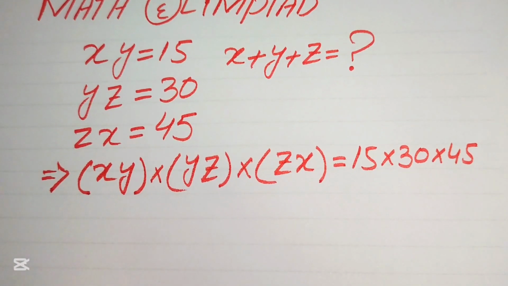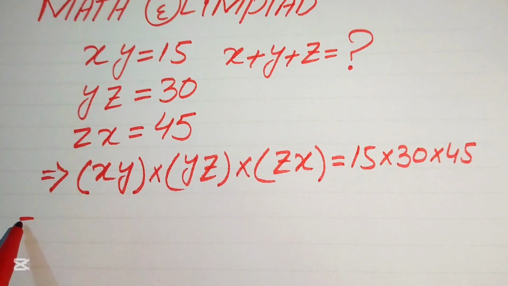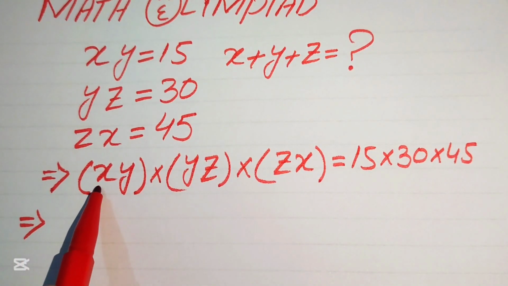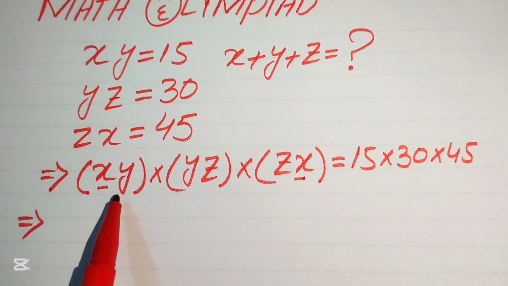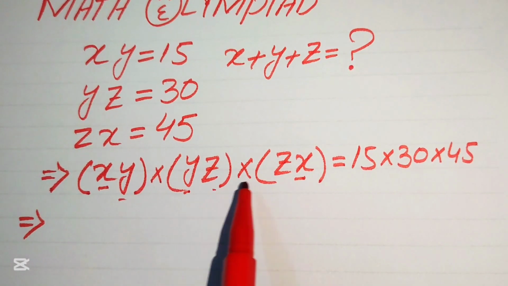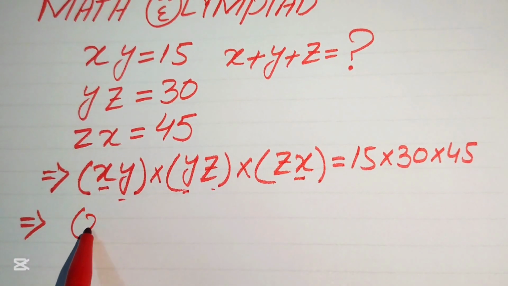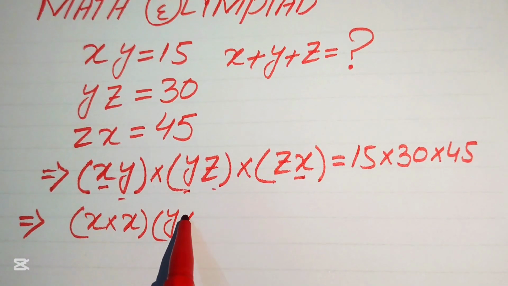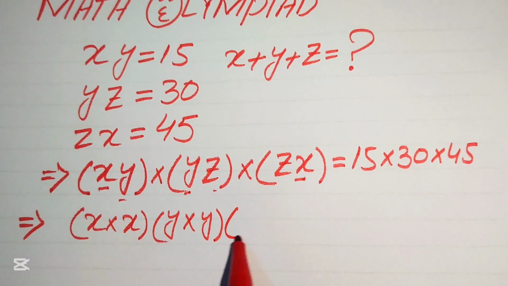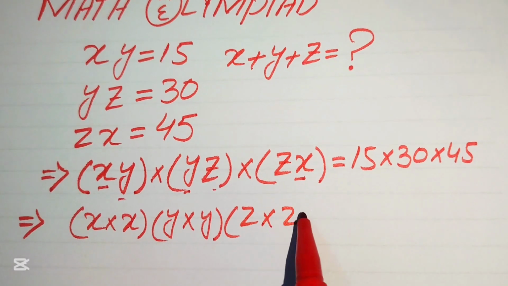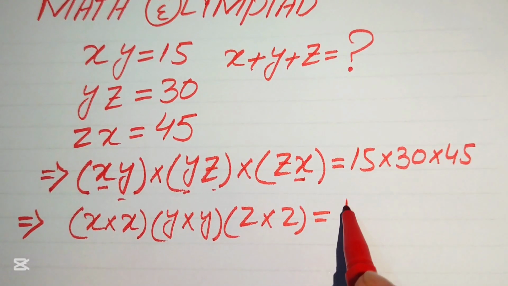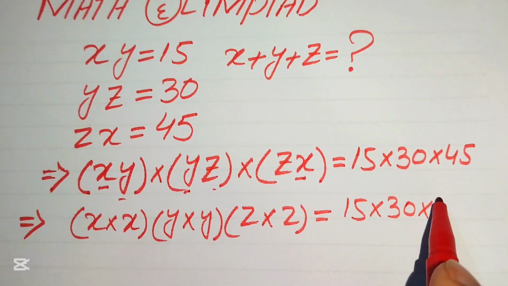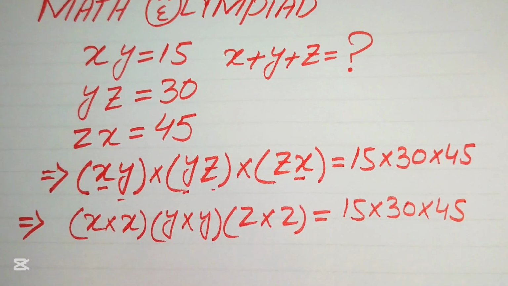So further, we need to multiply all of these values. You see here we have x and x, y and y, z and z, so now we can multiply x with x, y with y, and z with z, and it equals 15 multiplied by 30 multiplied by 45.